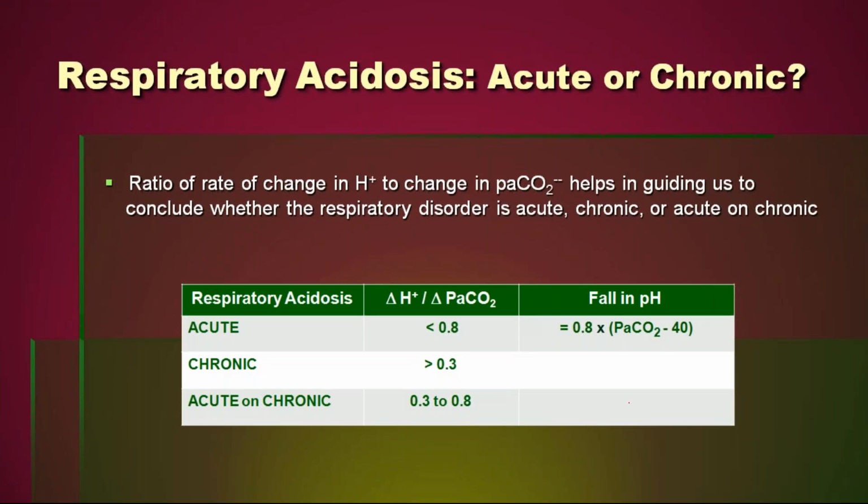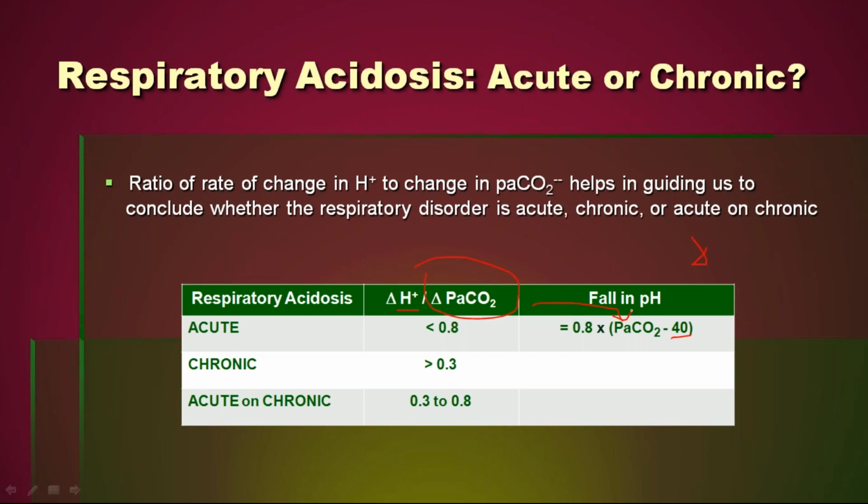So how do you calculate? Actually, this part may not be so important. The only thing is, for a given delta PCO2, how much change has happened in the pH. The fall in pH, you can calculate the percentage. The expected pH fall is 0.8 into PCO2 minus 40. 40 is taken as normal. PCO2 minus 40 is equal to delta PCO2. This is called delta PCO2, nothing but this one.